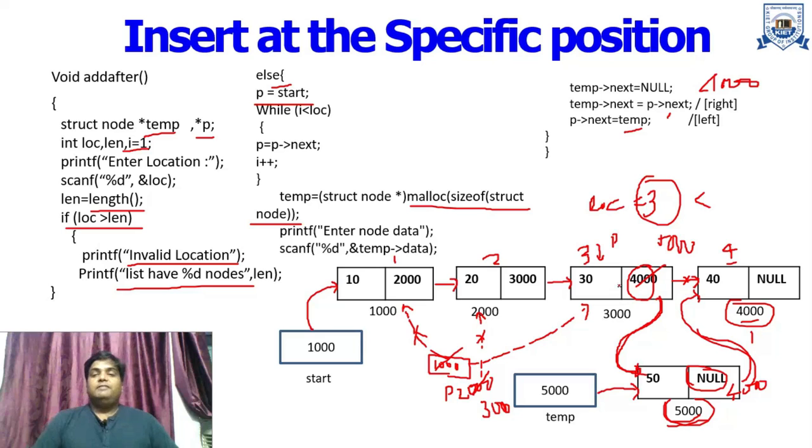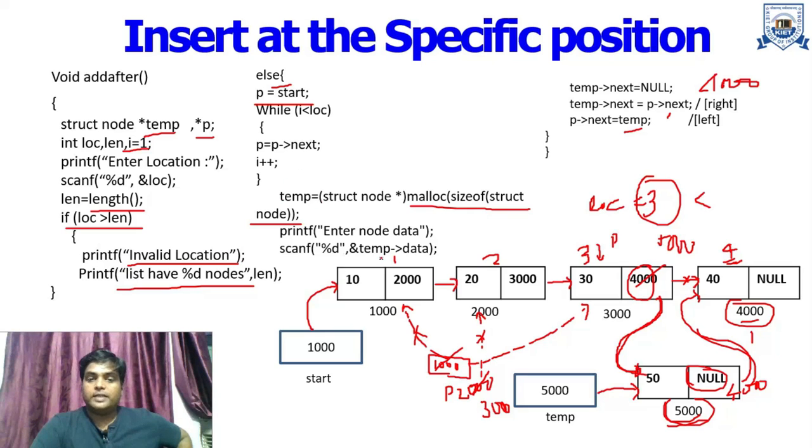In the same way, if we want to perform the insert operation at the last, the same process will be performed. In this particular case, let's suppose we want to perform addition after this particular node, so the location will be 4. First of all, this node is created with the help of the temp variable that I already explained. With the help of the malloc function, the address is available in temp.